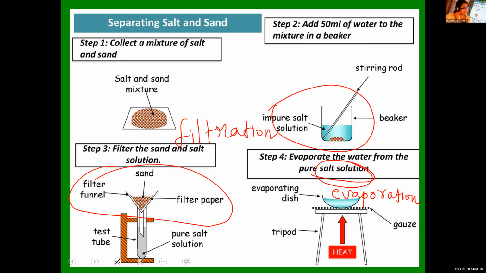First mix the sand, salt and water, then filter the sand. How do you filter? Use the strainer, like your mother strains tea. When you use that strainer, the sand remains in it, so you can remove it. Now after that, what is remaining? Only salt water remaining.